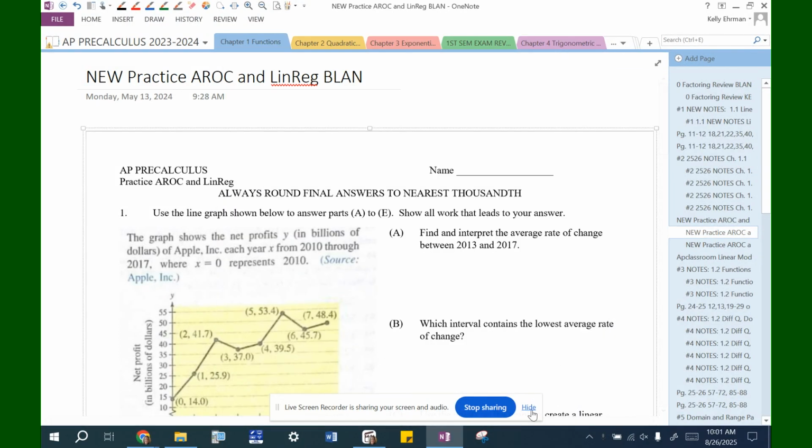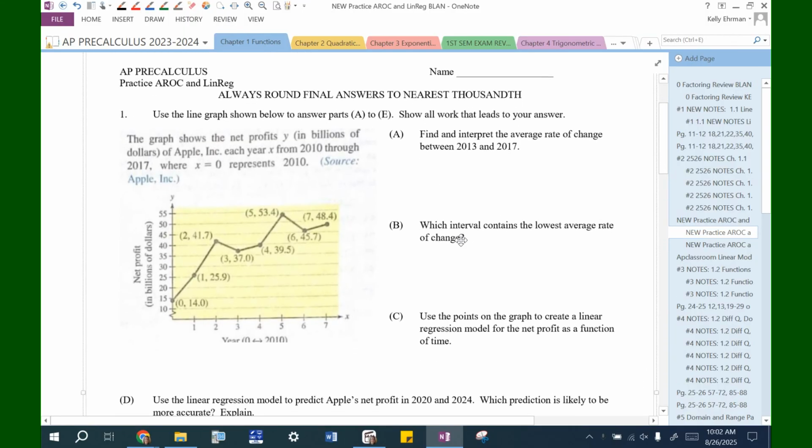All right, guys. This is the practice AROC and linear regression worksheet for homework tonight. Remember, we are always rounding final answers to the nearest thousandth, which is 3 decimal places. And we're going to use this graph below to answer parts A through E. The graph shows net profits in billions of dollars for Apple for each year X, 2010 to 2017.